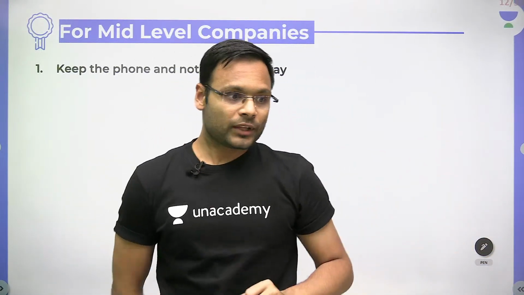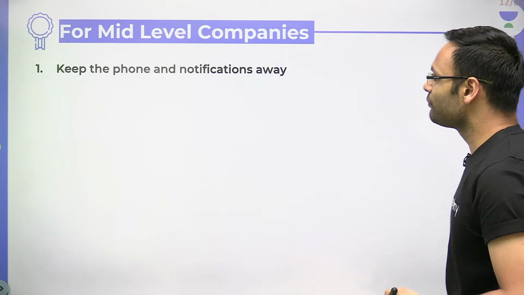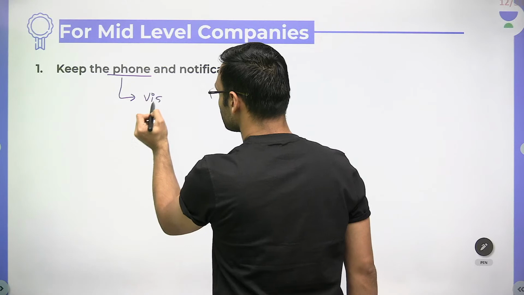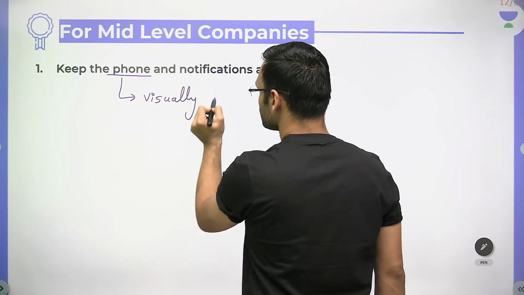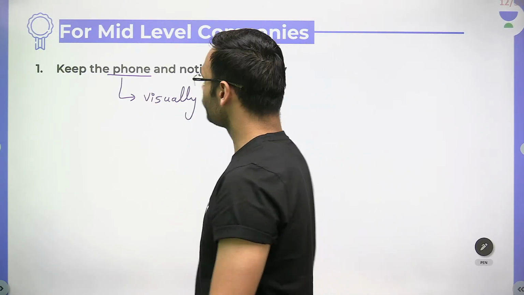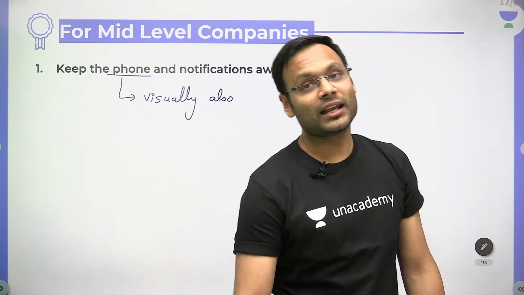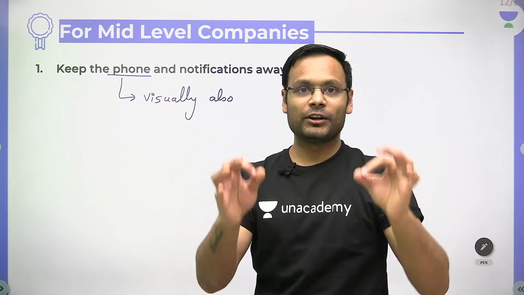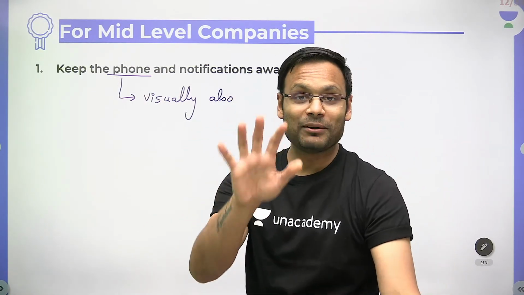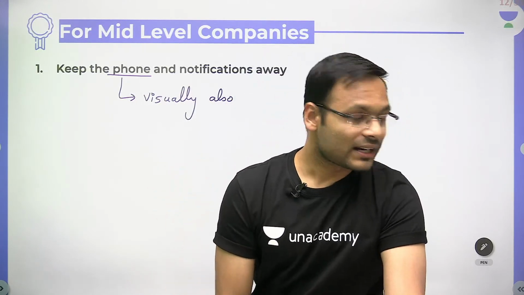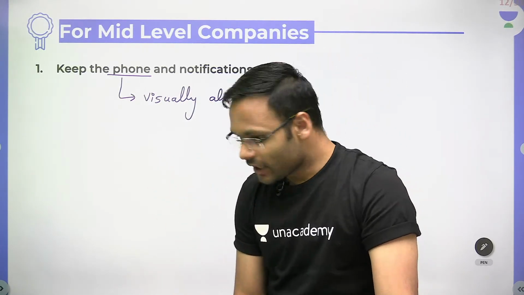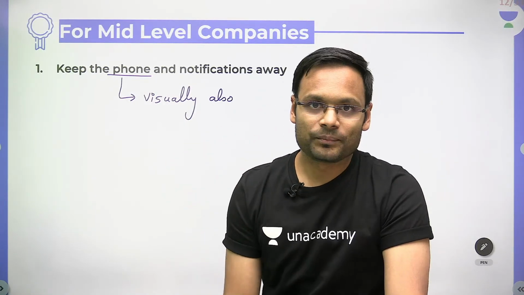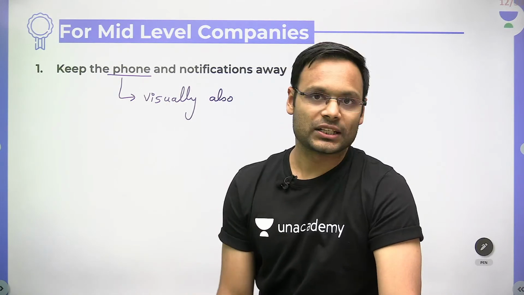Now, one more thing. If I'm saying that keep the phone and notifications away, visually also you keep it away. You should not be able to see your phone from wherever you are studying. If you can manage that, if you are distracted a little and you are checking out like this way, if you can't see your phone, you will not touch it. It happens. You will not touch it.